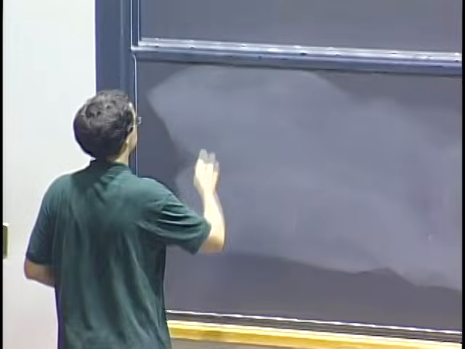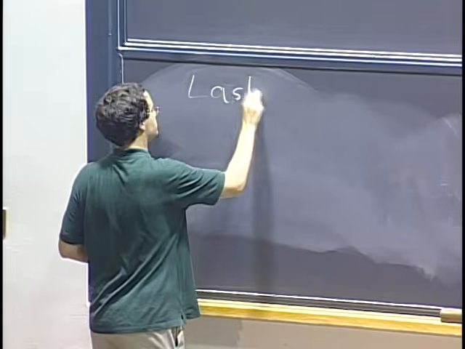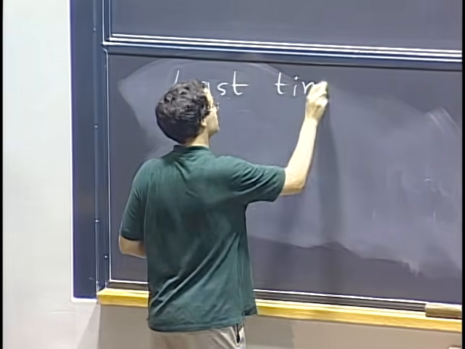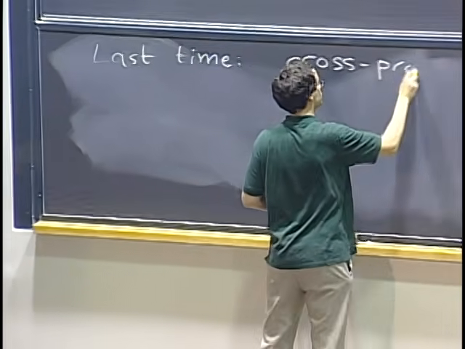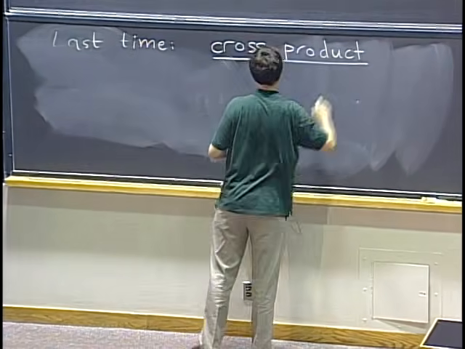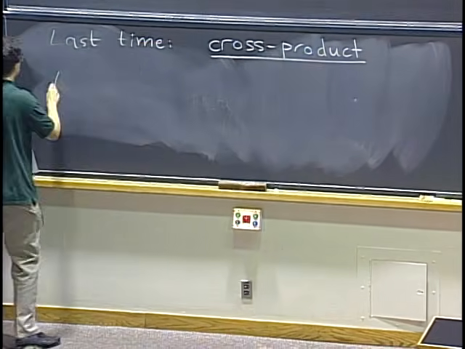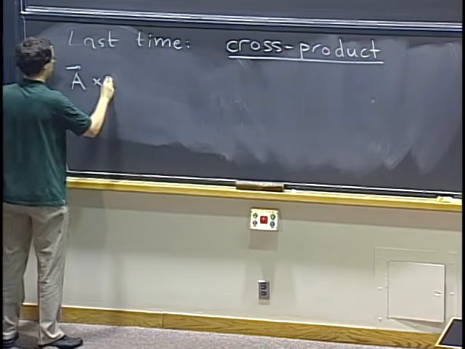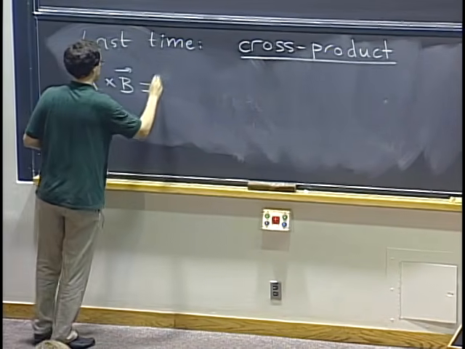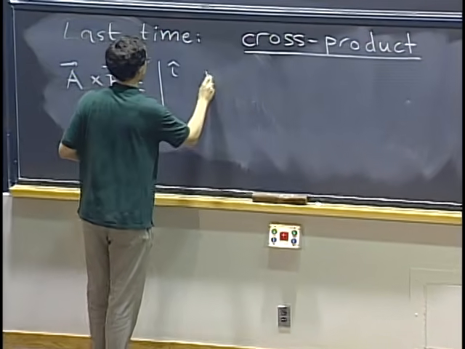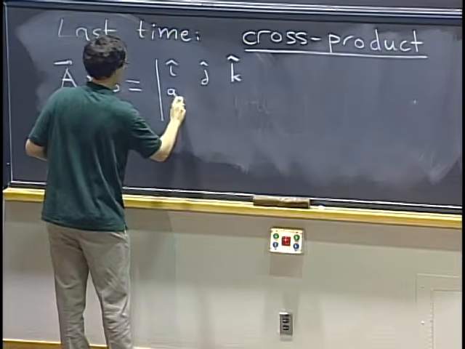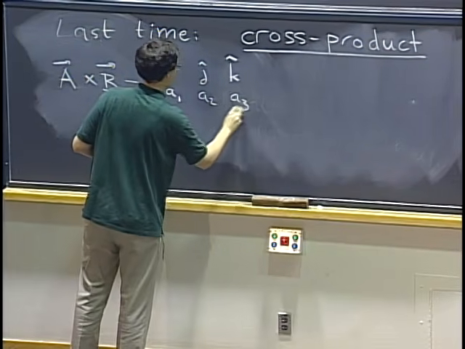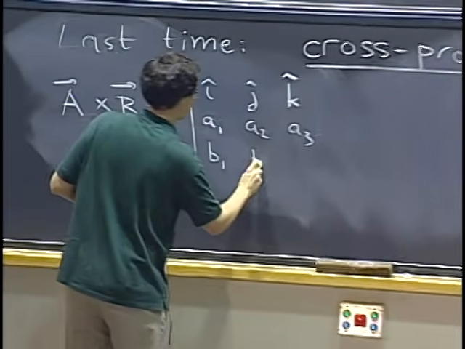So remember last time we learned about the cross product of vectors in space. Remember the definition of cross product is in terms of this determinant: i hat, j hat, k hat, and then the components of A, A1, A2, A3, and then the components of B.